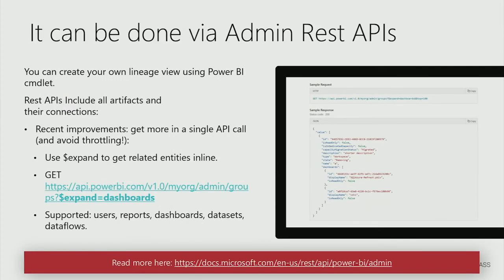Besides the view that we just saw in the Power BI service, all the information of the Lineage view, which is mainly the artifact information and the relationships, is available through the admin REST API for third-party tools.